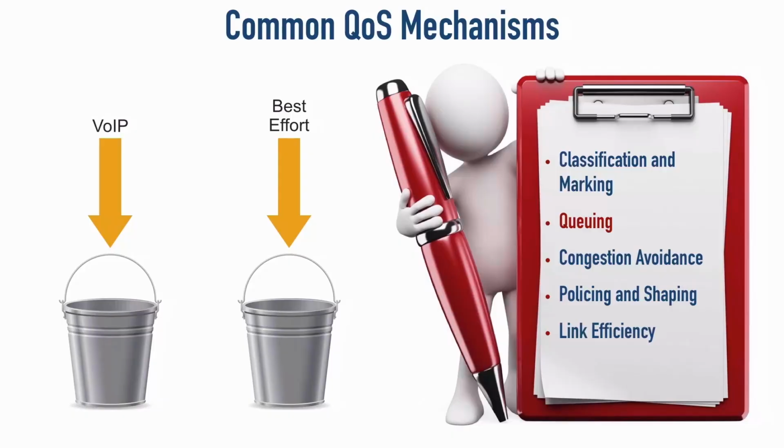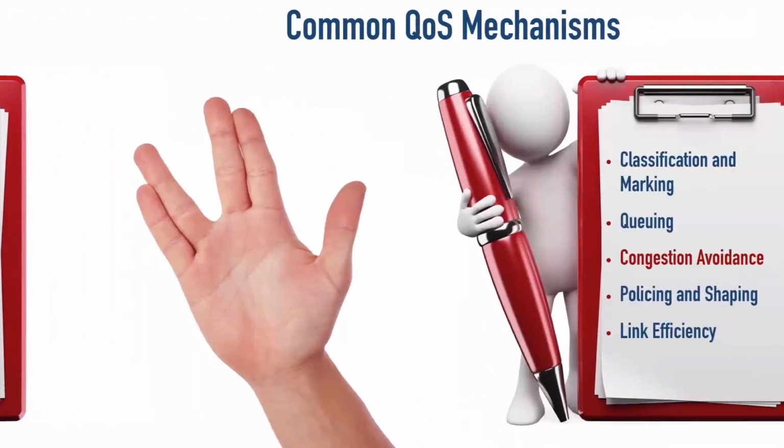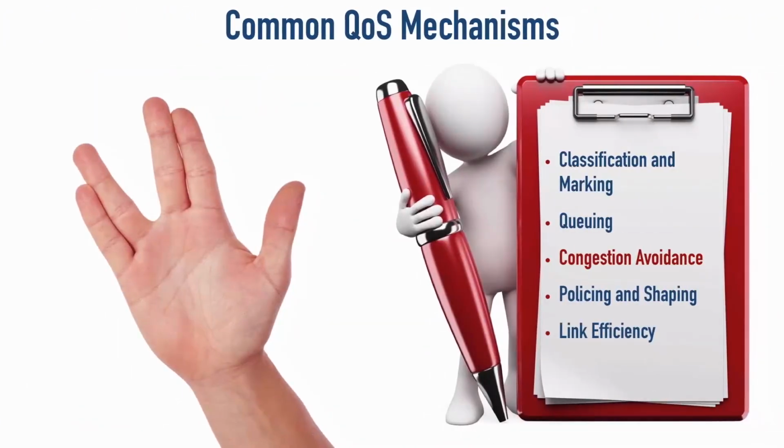And while queuing can give us a minimum bandwidth reservation, congestion avoidance is going to give us a mechanism to prevent a queue from filling to capacity. Bad things can happen when a queue fills to capacity. Not only does it overflow and start to drop high priority packets, low priority packets, it also causes TCP flows to go into TCP slow start.